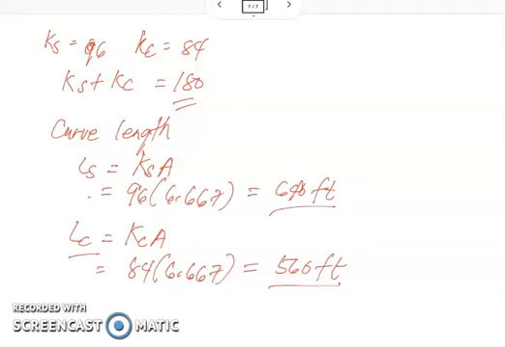So we have now our value for, if we're going to total this one, that's 640 plus 560, that is equivalent actually to 1,200 feet. So now we can identify our PVIs.